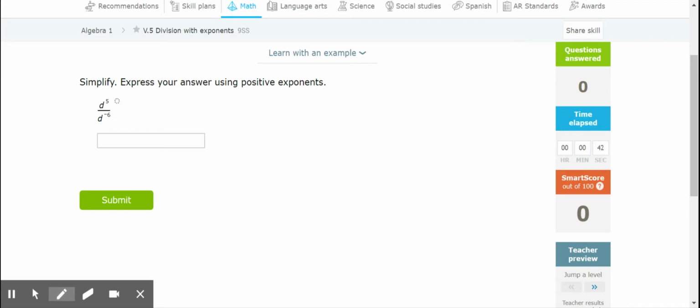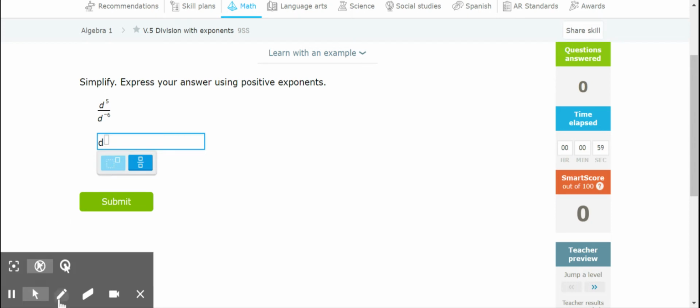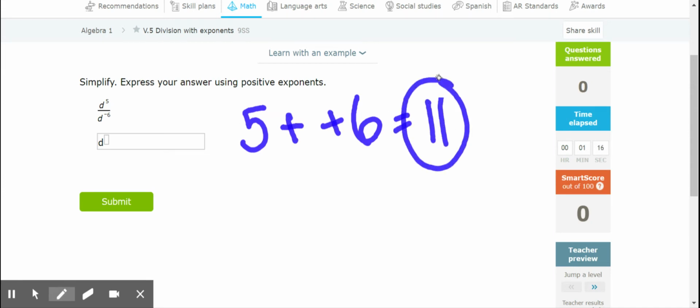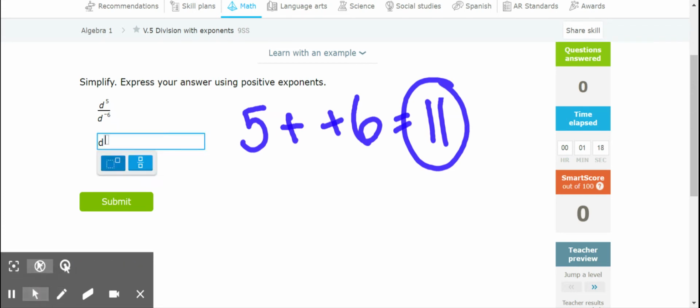So for example, right here, the base of the top and the bottom is D. So I know that the base of my answer is going to be D. I'm going to get my answer started with a D as my base. Then all I have to do is subtract my exponents. I start with the top exponent, which is 5, and subtract the bottom exponent, which is negative 6. Those turn into a positive. So 5 plus 6 equals 11. So my exponent is going to be 11, and my final answer is D to the 11th.